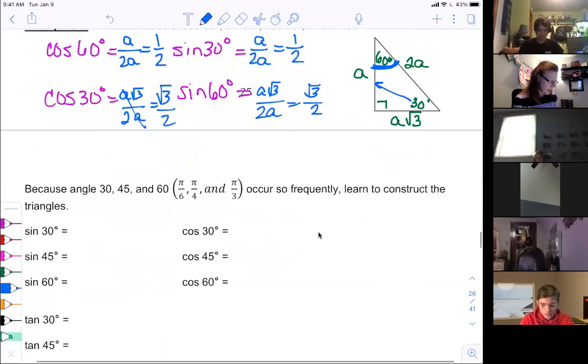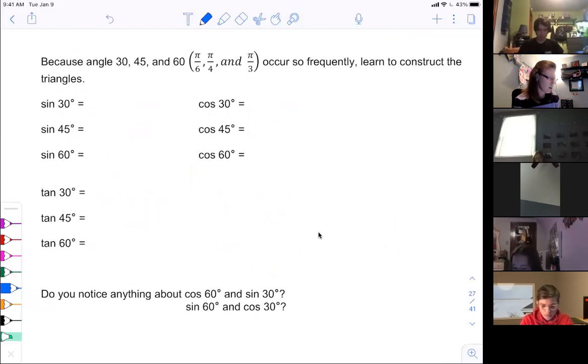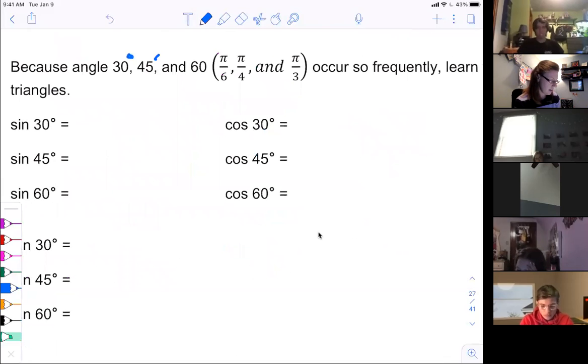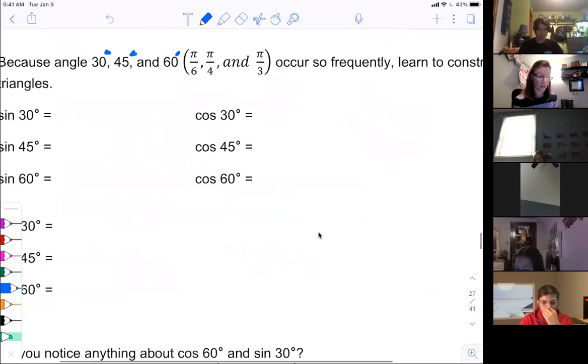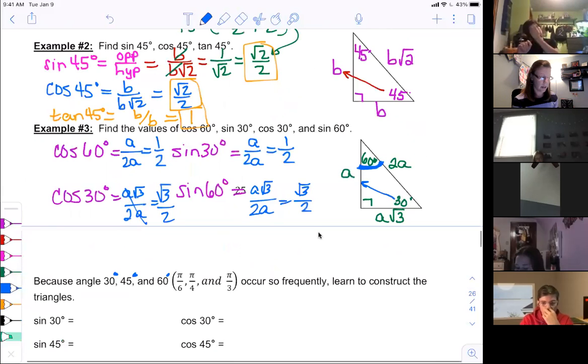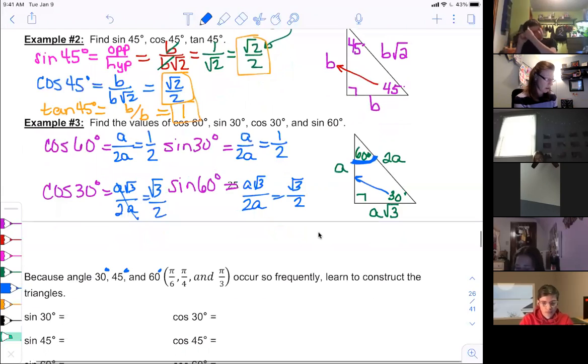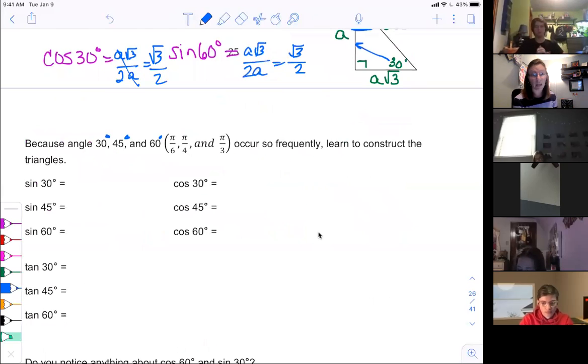So the top of the next slide says because 30, 60, 45, pi over 6, pi over 4, and pi over 3 occur so frequently, you could learn to construct those triangles that we have above. So any special right triangle corresponds with a 30, 60, 90, or 45, 45, 90. You can always make a quick little triangle and then find the values for sine, cosine, and tangent of those angles. You can also probably get them memorized just because we're using them so much.